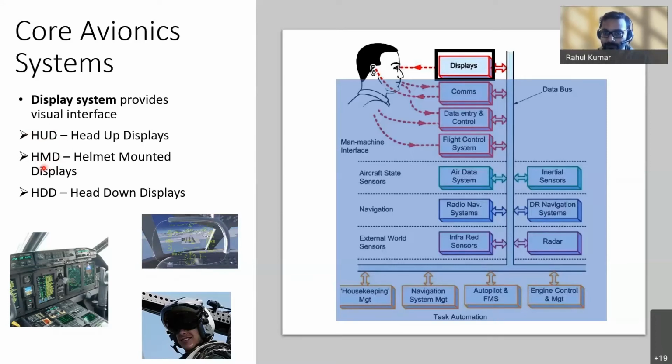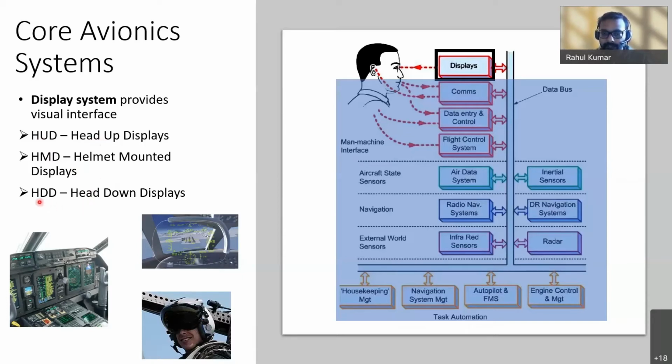The second type of display is called a helmet mounted display. This picture is for a helmet mounted display. In this display, the information is projected or displayed in the visor of the helmet. Mostly it is used in helicopters where the pilot wears a helmet, or maybe in military aircraft. They are not quite common in civil aircraft. In civil aircraft, you use head-up display.